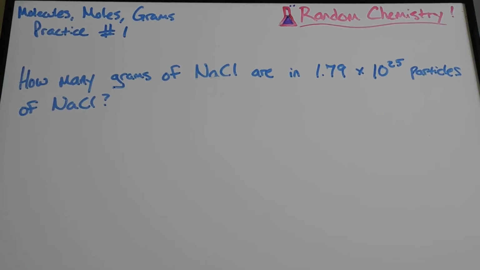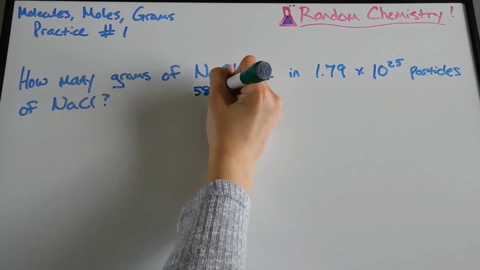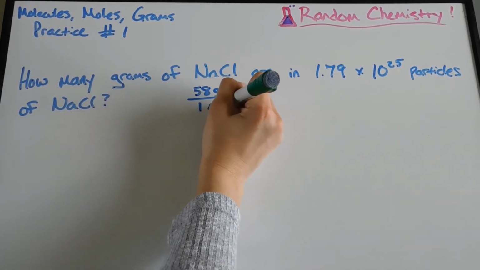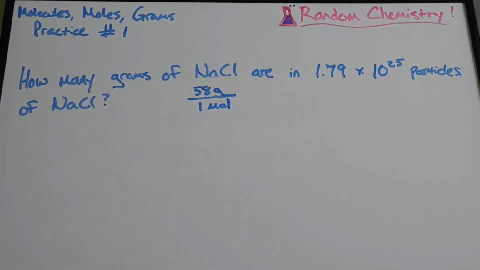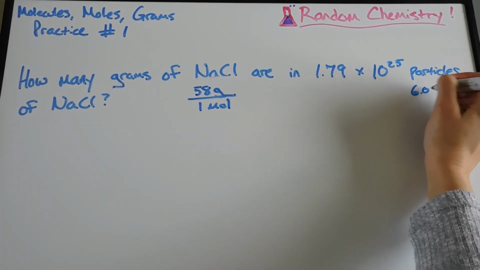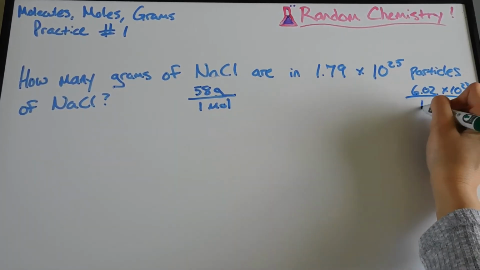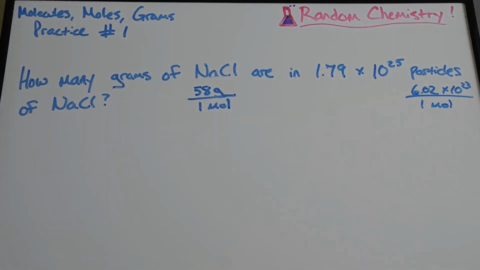Here's our second question. How many grams of sodium chloride are in 1.79 times 10 to the 25th particles of sodium chloride? The first step is to find our molar mass of sodium chloride, which is 58 grams per 1 mole. So that's our conversion factor, that's our molar mass. And then we need Avogadro's number, which is 6.02 times 10 to the 23rd for every 1 mole. So those are the two conversion factors that we're going to use.